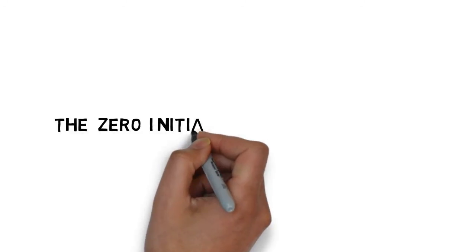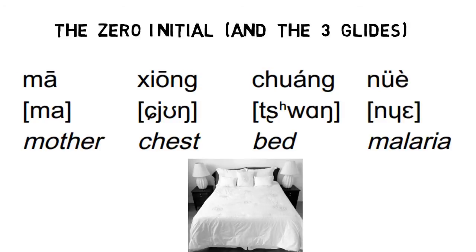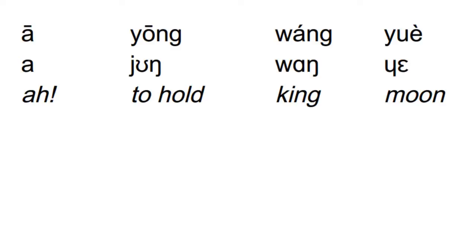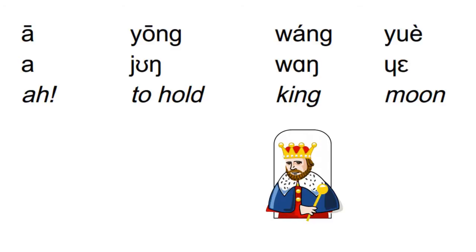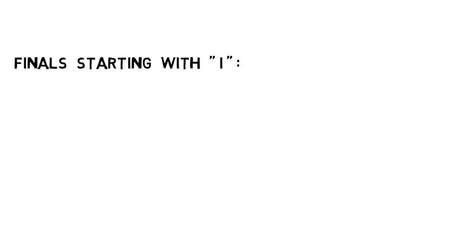Our next topic is the 0 initial. This is what happens when instead of starting with an initial consonant, you pronounce the final on its own. Instead of syllables like ma, xiong, chuang, and nue, you're looking at a, yong, wang, and yue. These so-called 0 initial syllables have a few pretty straightforward spelling rules. Basically, if a final begins with an I, a U, or a U with a couple of dots over it, and you're trying to make a 0 initial syllable, then the spelling is going to change as follows.